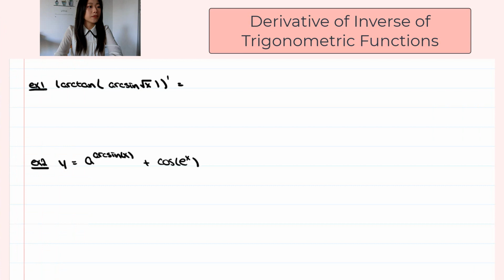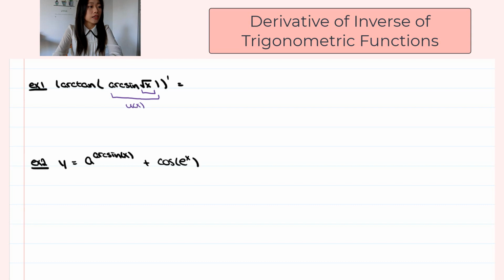In the first example, we want to find the derivative of arctangent of arcsecant of square root of x. Here we have a function inside of a function, which is inside of another function. The outermost function is the arctangent.